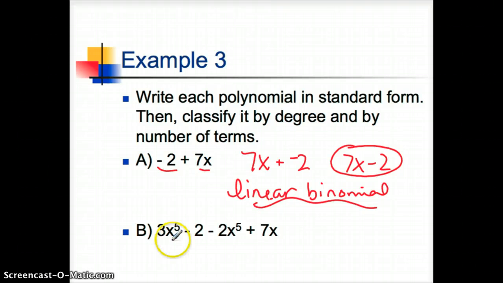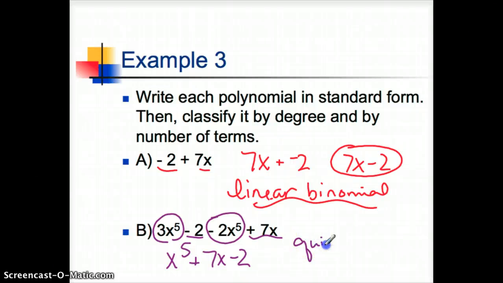So like terms. I've got 3x to the fifth. I've got a negative 2x to the fifth. Those are my only like terms there. So when I add those, that's the highest degree, so I'm going to add it first. We just have x to the fifth. Okay, and 7x, that's going to go next. And then a minus 2, that's going to go last. Okay, so you can see here I have 3 terms and my highest degree is 5.